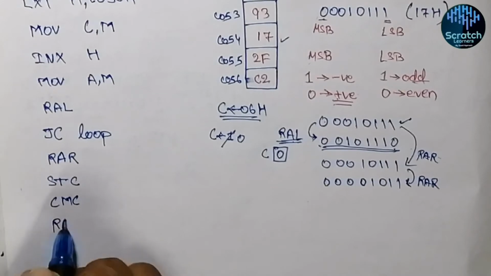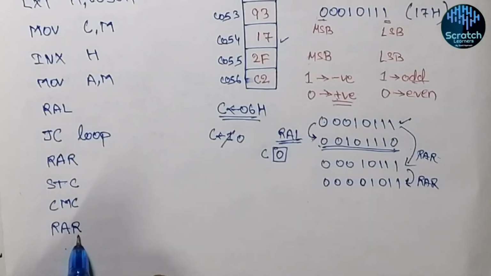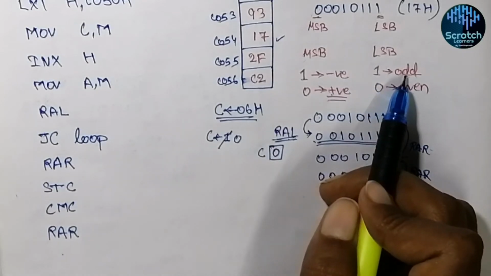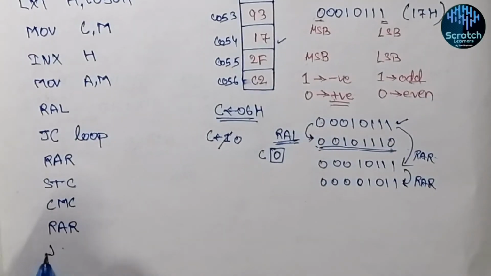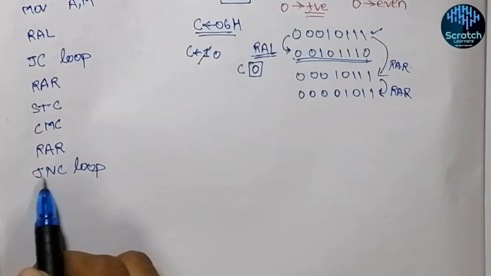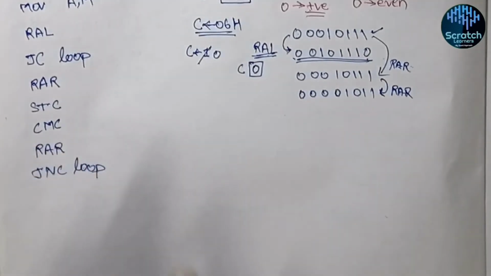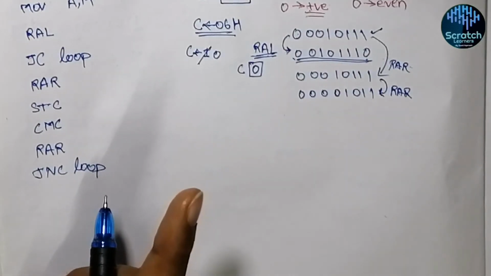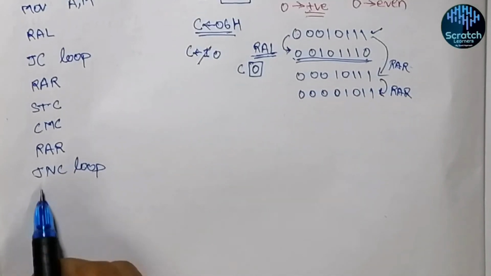Now we will perform the RAR instruction to check for odd or even numbers. While rotating towards the right, if the carry flag is 1, it means this is an odd number. But if it is 0, it means it is an even number. So here we will use JNC loop, because if the content of the carry flag is 0, it will jump to some other location. But if the content of the carry flag is 1, it means that it is an odd number. So in that case, we will continue these statements.